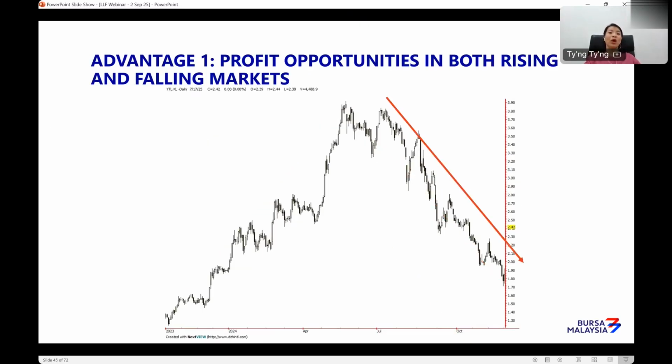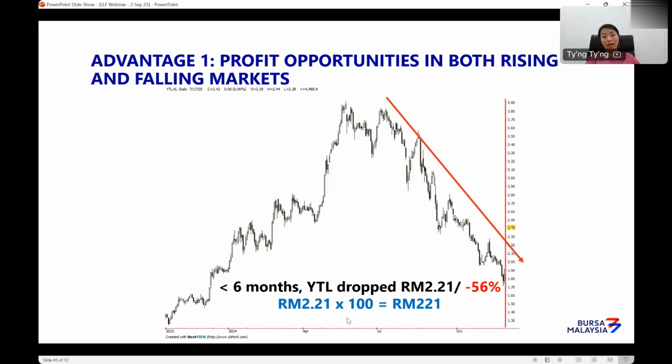Let's look at the other side. During a downtrend, same stock again, in less than 6 months, YTL dropped $2.21, which is equivalent to 56%. If you take 221 times 100, that's 221 ringgit profit for one contract only, if you are owning one contract. And if we consider this uptrend and downtrend as one cycle, in the stock market you only have one trading opportunity, which is during the uptrend.